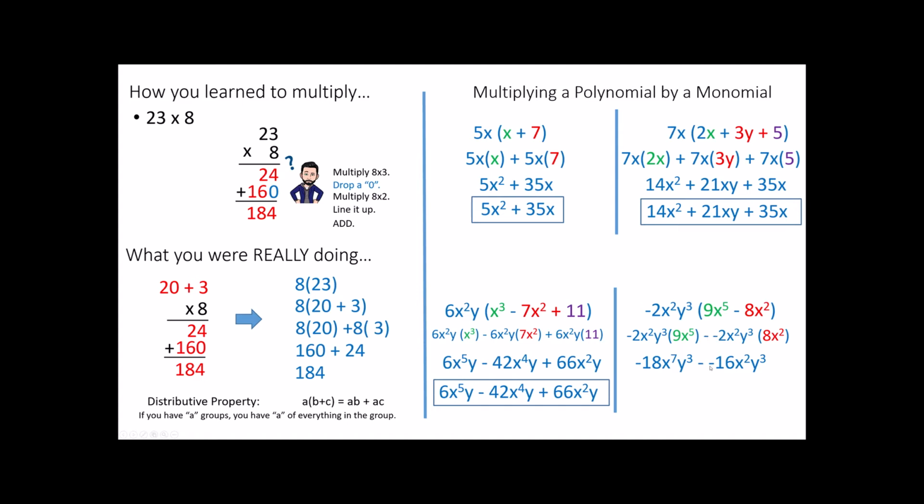This minus negative becomes minus negative 16x squared y to the 3rd, which turns into plus positive. Notice this is a typo right here. This should be an x to the 4th. I missed that one. Just be aware because I did correct it down here. Not overly complex, right? Not too bad.